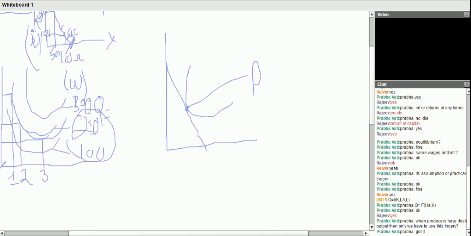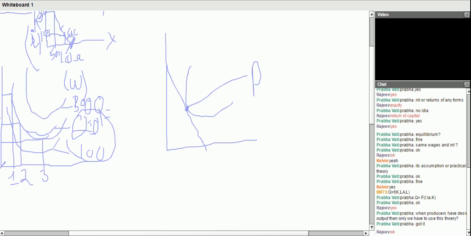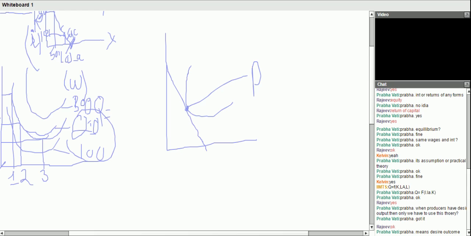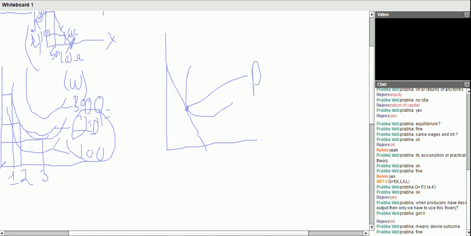All right. Rajiv, Kelvin, Muhammad, Prabha. Yes. Just a second, Prabha. Yes, you can say desired outcome. Desired means the welcomed level of output, something that is feasible for the firm to manufacture in the long run.